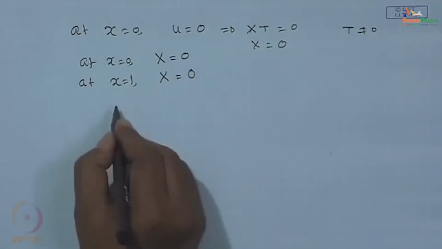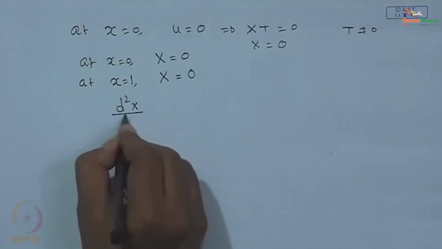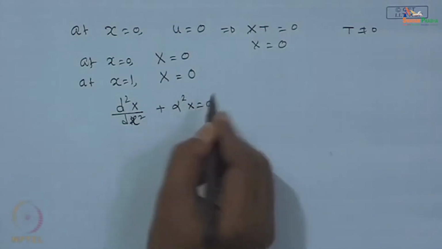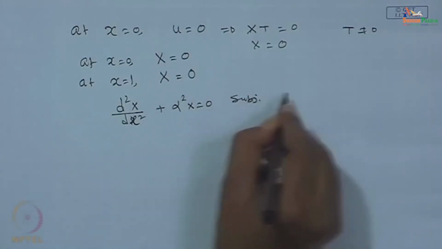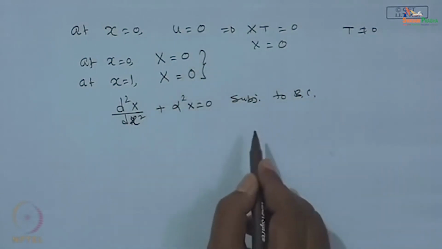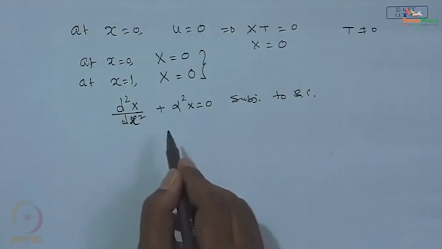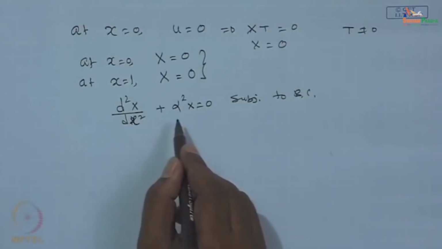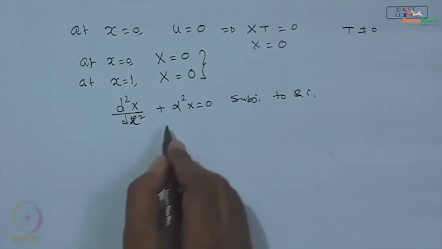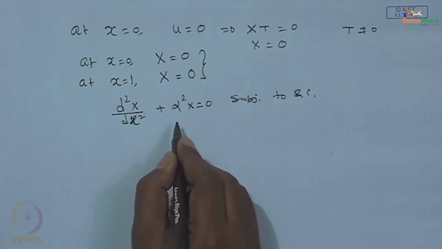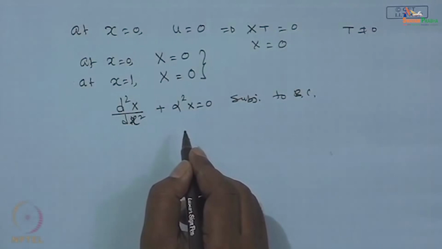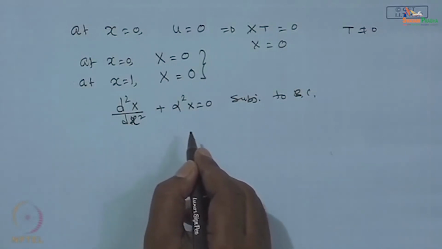So, therefore, d square X dx square plus alpha square X is equal to 0, subject to these boundary conditions. These are the homogeneous boundary conditions and this is a standard eigenvalue problem, and we have solved this problem in detail in the earlier class. So, we already know that there are n number of eigenvalues present in this case, and these are equal to n pi, where the index n runs from 1 to infinity, and the eigenfunctions are the sine functions.